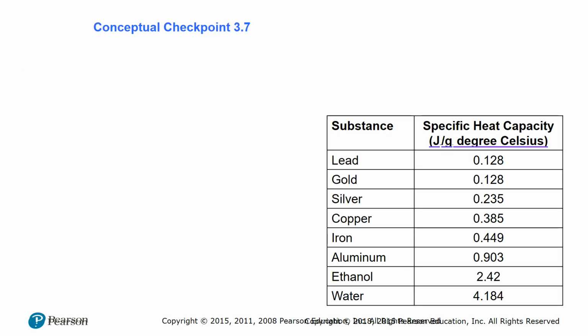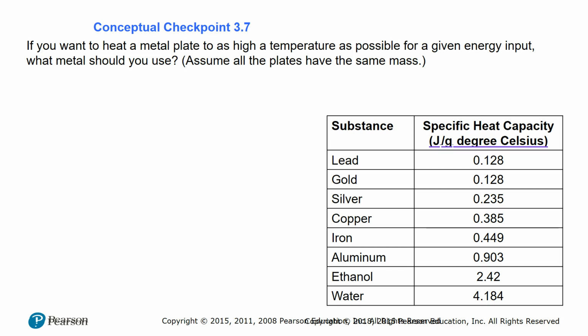All right, I gave you the table again. If you want to heat up a metal plate to as high of a temperature as possible for a given energy input, what metal should we use if we assume that they all have the same mass? Which one would we say is probably going to heat up the fastest and get the hottest? Lead and gold. All right. And think about lead and gold. What do you know about their melting points? They're pretty low. All right.